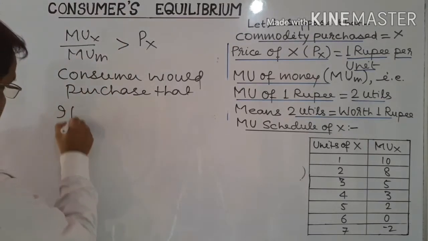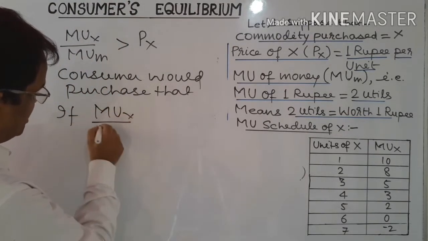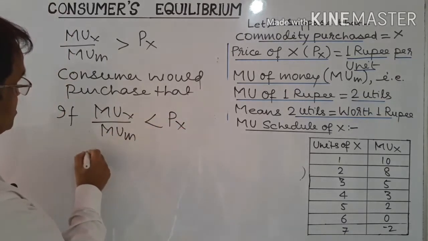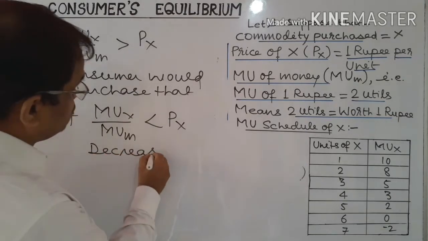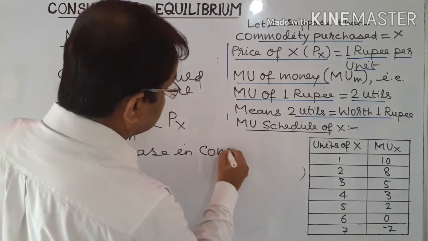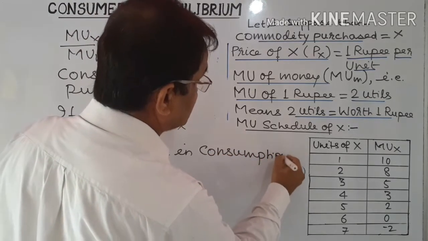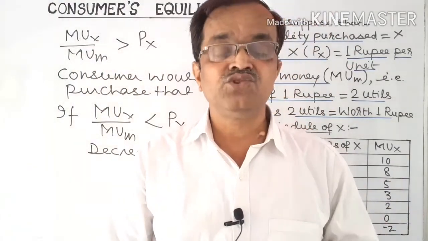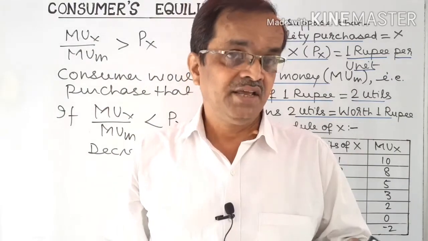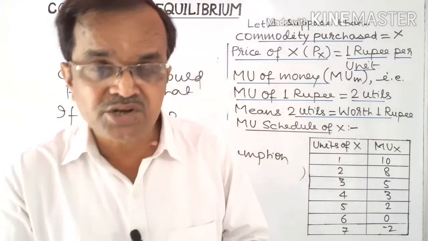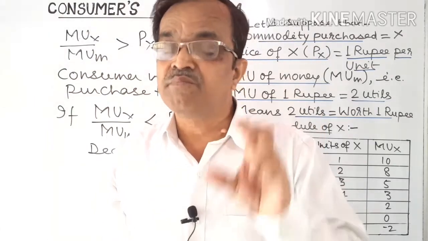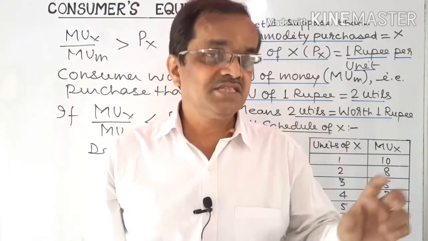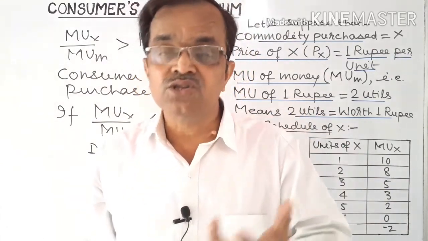And if the satisfaction in terms of money, that is MUx by MUm, is less than the price paid, that is a decrease in consumption. The consumer will reduce consumption. At the unit where satisfaction in terms of money is less than the price paid, the consumer would not purchase that commodity. Means at the time of making the purchase of a commodity, the consumer would always compare the price paid by the consumer, that is in terms of rupees, and the satisfaction derived in terms of money, that is also in terms of rupees.